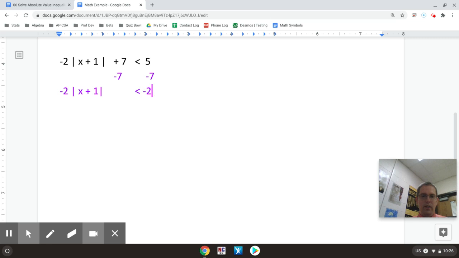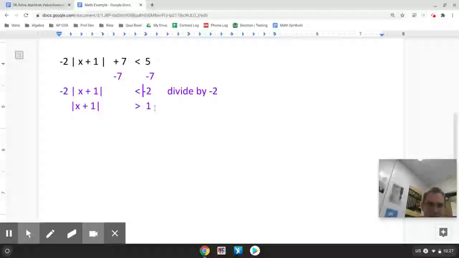Then what I'm going to need to do now is divide by -2. That's a little hard to show, but I'm going to go ahead and give you the result. So dividing by -2 cancels out that -2 that's in front, leaving me with just an x plus 1. And then when I divide by a negative, I change the direction of the inequality. So anytime you multiply or divide by a negative, it changes from a less than sign to a greater than sign. Then my absolute value is by itself, so I'm ready to split it into two equations.